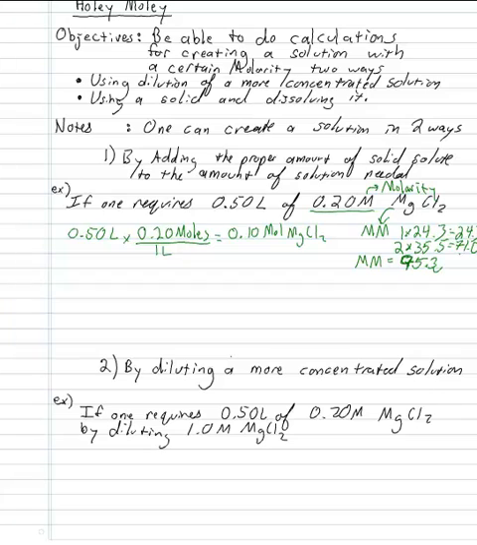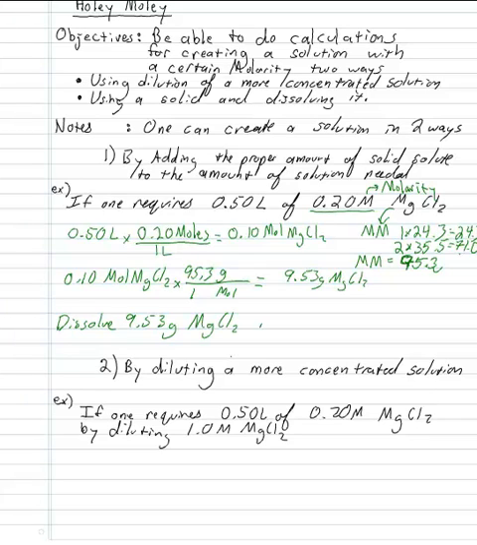So now I can convert my 0.10 moles of MgCl2 to grams, using 95.3 grams per 1 mole. I can calculate that out. 1/10 of that, or 0.1 times that, is 9.53 grams of MgCl2. So how I would make the solution is I would dissolve 9.53 grams of MgCl2 in 0.50 liters of H2O. And I'd mix it up and stir it until it's evenly mixed, a homogeneous mixture. So that's the first way. That's how I would actually make this solution.